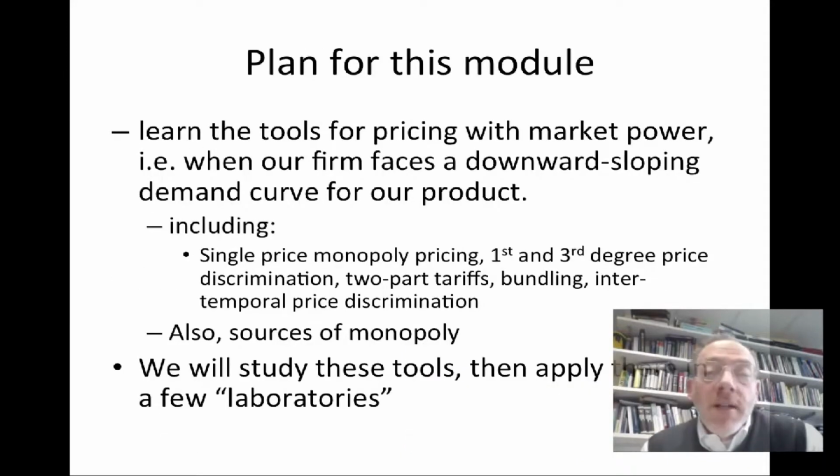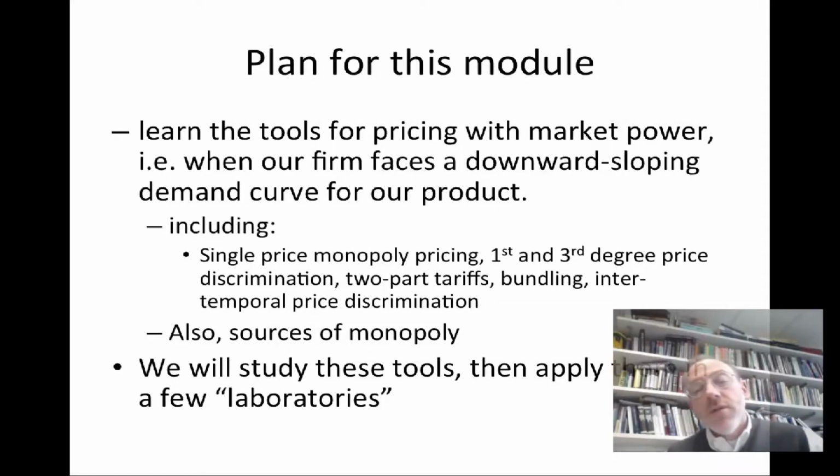So what's our plan for this module? Well, our goal is to learn the tools for pricing with market power. That is, again, when a firm, or our firm, faces a downward sloping demand curve for our product. Now, these tools include single price monopoly pricing, first and third degree price discrimination, two-part tariffs, bundling, we'll study bundling of the pure variety, as well as intertemporal price discrimination. There are some more tools, but this is what we can cover in this course, and this is a great introduction to these tools. We'll also talk about the sources of monopoly and market power.